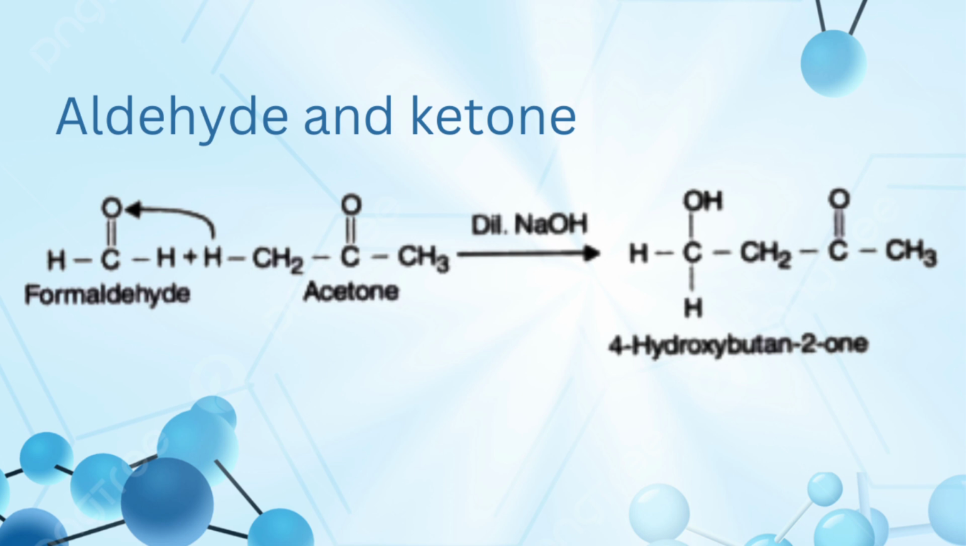Here you can see that in the second example, I have considered a reaction between an aldehyde and a ketone. Here I have considered formaldehyde as well as acetone. Here formaldehyde is an aldehyde and acetone is a ketone molecule. These two molecules will undergo a condensation reaction in the presence of alkali, that is NaOH, to give 4-hydroxy butan-2-one. This is the cross aldol reaction.